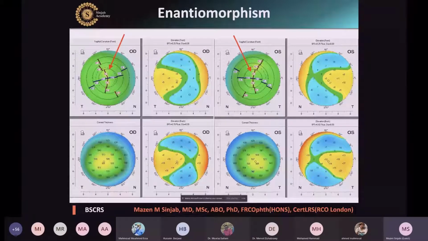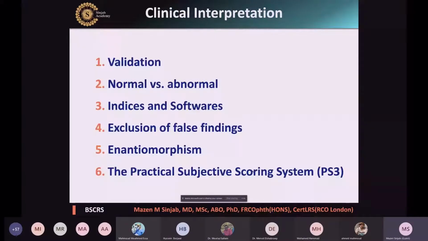So there are two conditions where we can ignore the skewed radial axis: when there is enantiomorphism, and if the topographical astigmatism is less than 1.5 diopters. Finally, I come to my practical subjective scoring system.